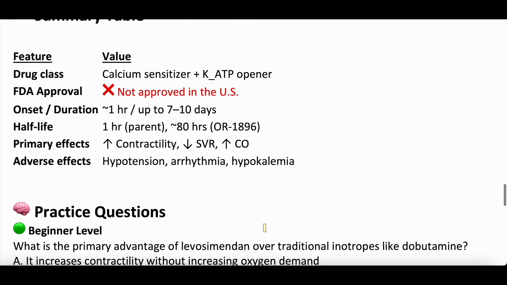Its primary effects are increasing contractility, increasing cardiac output, and decreasing systemic vascular resistance and mean arterial blood pressure. Adverse effects related to this: hypotension, hypokalemia, and arrhythmia are all on there.